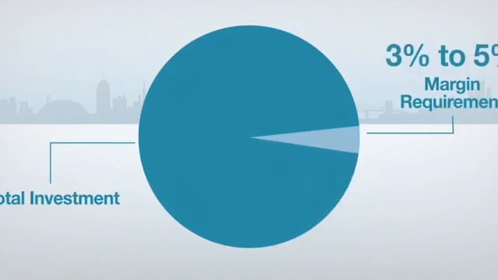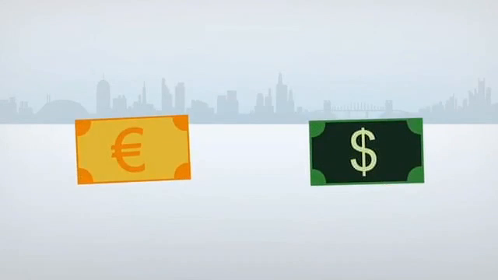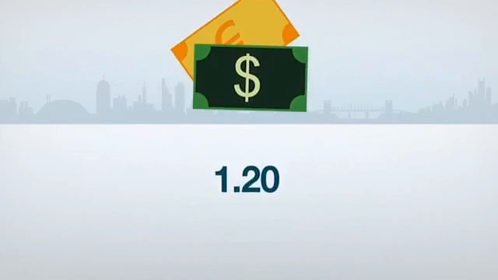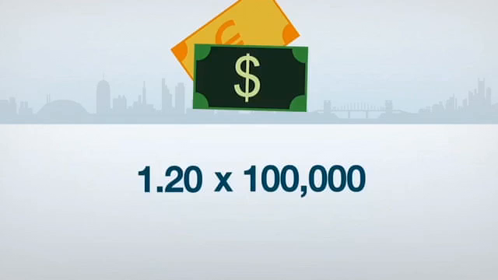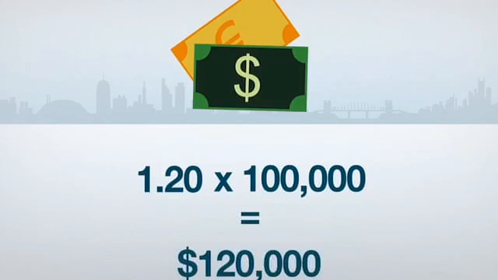To understand how margin is calculated, let's look at an example using the euro versus US dollar pair. Say this pair was trading at 1.20 and an investor wanted to buy a standard lot or 100,000 units. The total cost of the trade would be $120,000. That's a lot of capital.